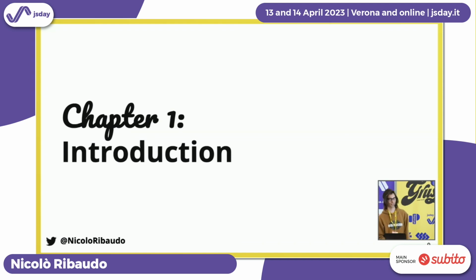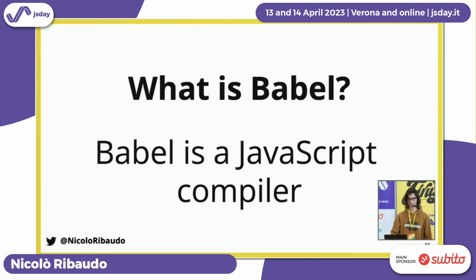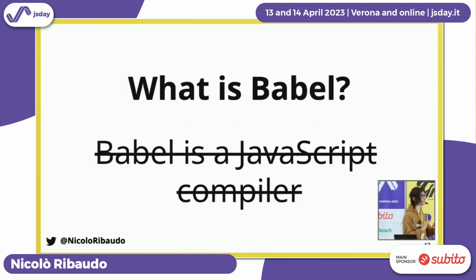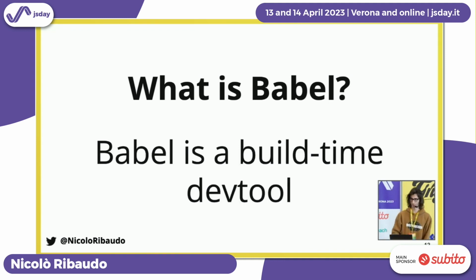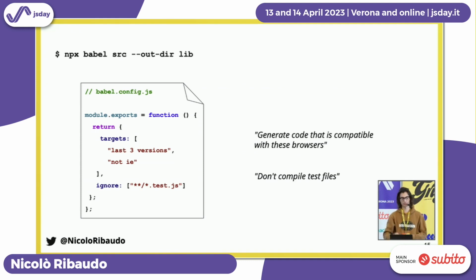Chapter 1, Introduction. All my talks about Babel always start with this slide. What is Babel? Usually the answer is Babel is a JavaScript compiler, except that it doesn't matter at all for this talk. Babel is a build-time dev tool, and it's a configurable dev tool. You can run Babel, and Babel loads some configuration file that can affect how it compiles your code. For example, you can define some target browsers and a bunch of stuff.